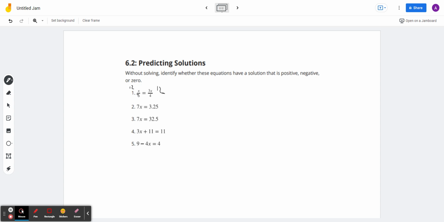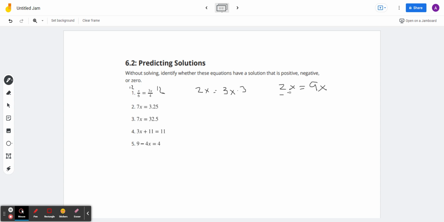Now, if you notice, 12 divided by 6 will make 2. So I have 2x is equal to 12 divided by 4 is 3. So we have 3x and then times 3. Now, what I'm going to do here is multiply the 3 times the 3. So we really have 2x equals 9x.